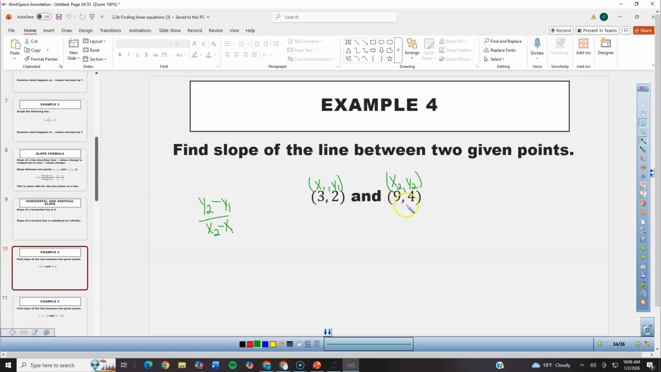So now I can plug in. I'm going to do 4 minus 2 over 9 minus 3. And I get 2 over 6, which reduces to 1 over 3. That's my slope. Now remember, on Desmos, we aren't going to do fractions. We'd have to round to the nearest whatever place it tells me to on the video. Okay?